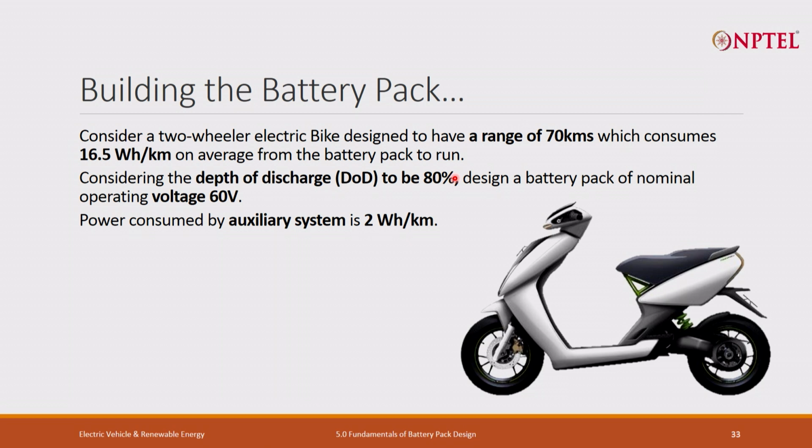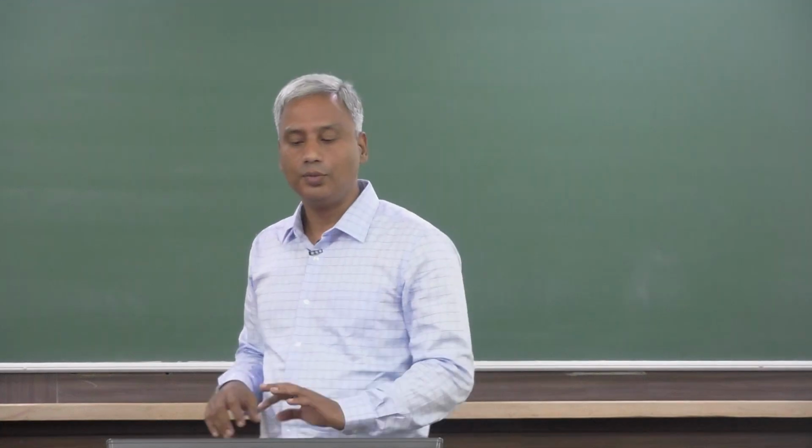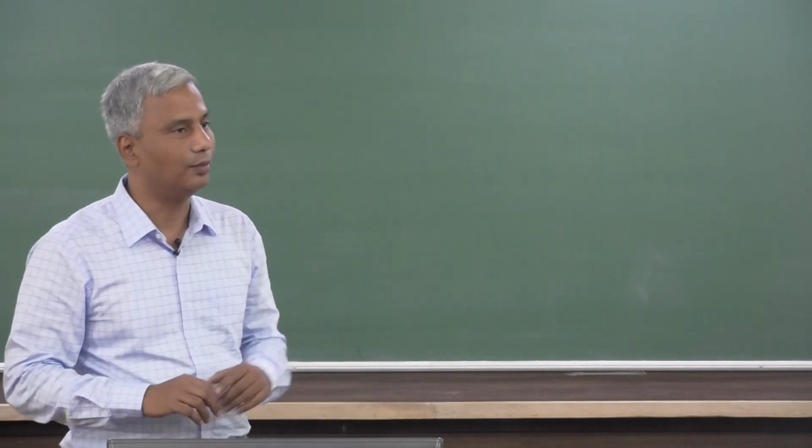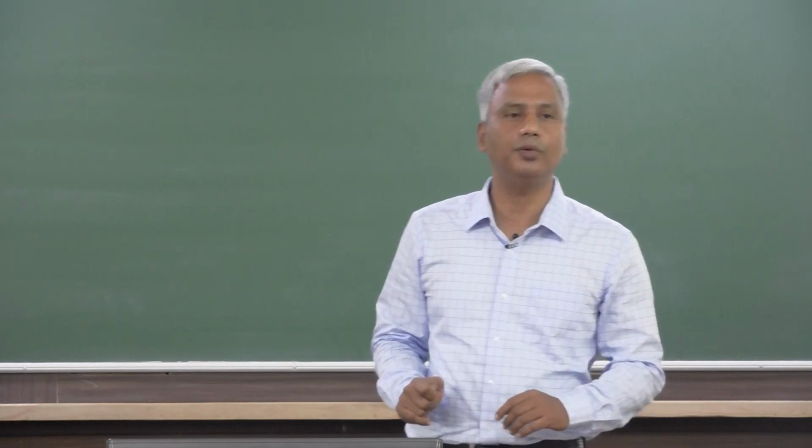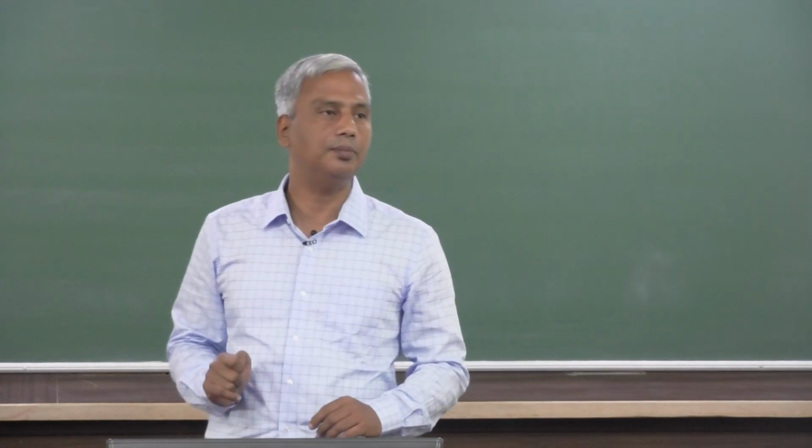Then we also have the capacity. Now, this 16.5 watt-hour per kilometer is the energy consumed by the drivetrain. Auxiliary systems have not been considered. So, the third paragraph of the question says the power consumed by the auxiliary system is 2 watt-hour per kilometer. So, what would be the total power consumption per kilometer? 16.5 plus 2, so 18.5 watt-hour per kilometer.